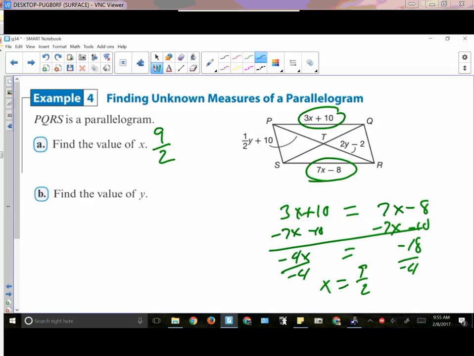You want me to find the value of y. What do I know about this and this? They're equal, because they're on the diagonal, right? In a parallelogram, the diagonals bisect each other, so they have to be equal. So that means that 1/2 y plus 10 must be equal to 2y minus 2. Oh, I hate fractions.